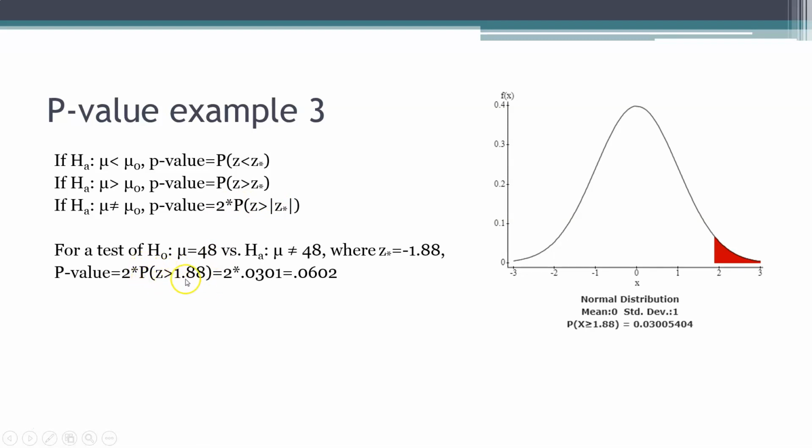So the probability that z is greater than 1.88, we just point this to greater than 1.88. And we get 0.0301. Multiply that probability by 2, and we get 0.0602. This is the only one where you have to multiply by 2. And it is directly related to the fact that it's two-tailed.